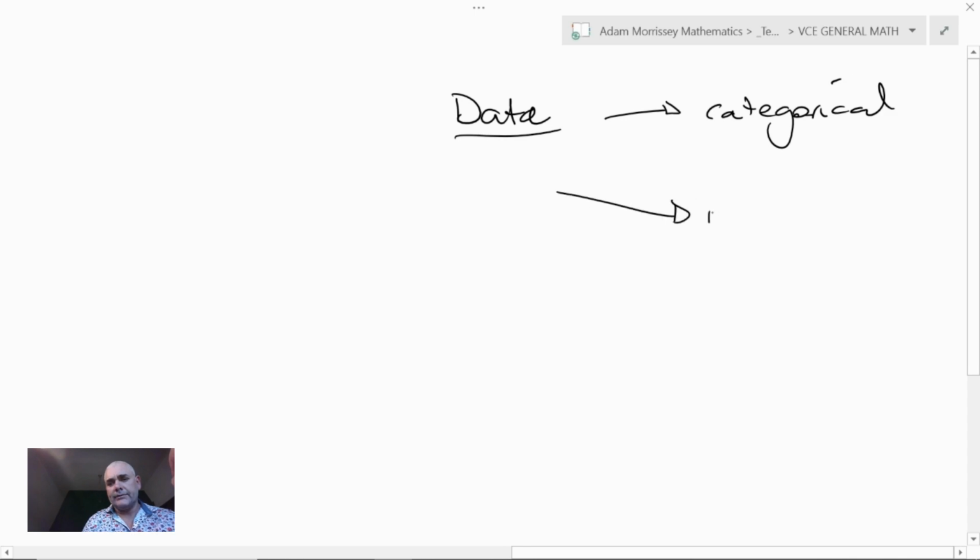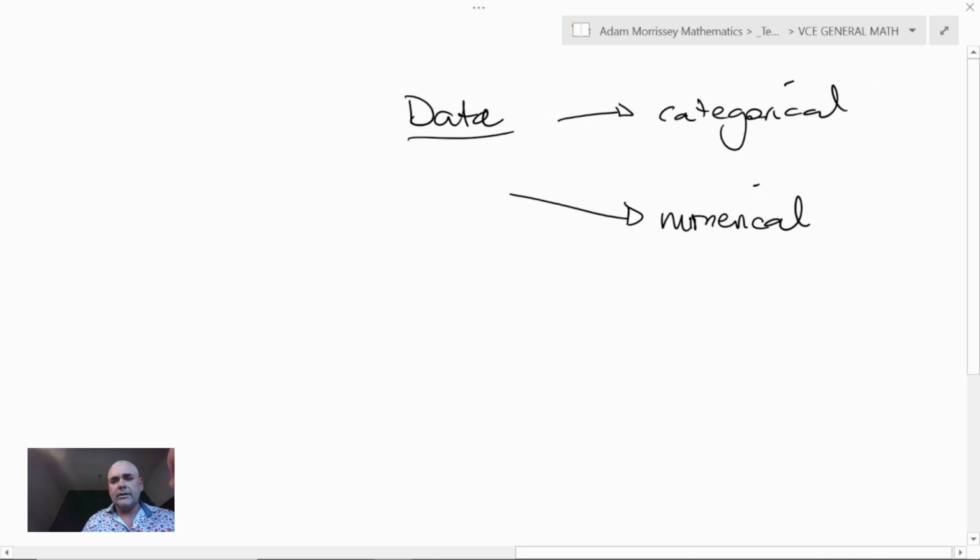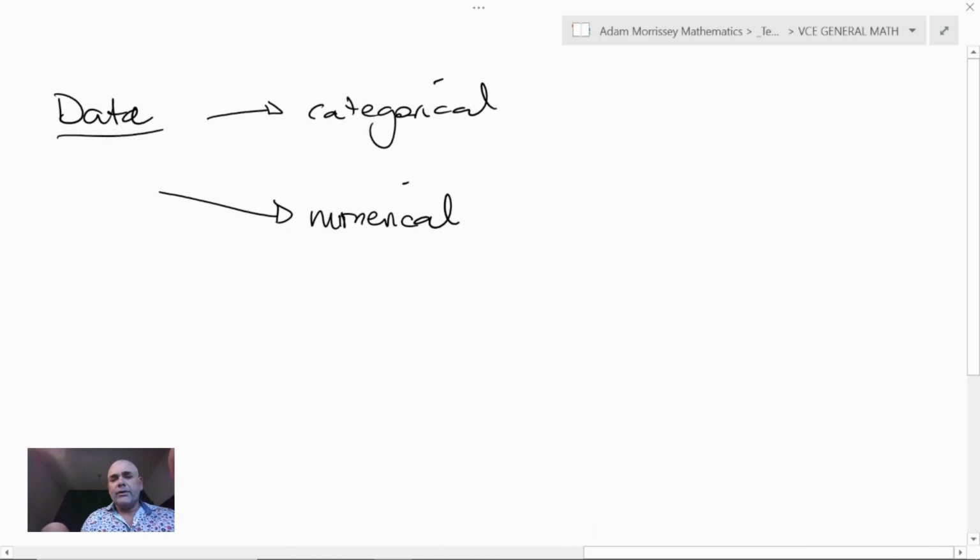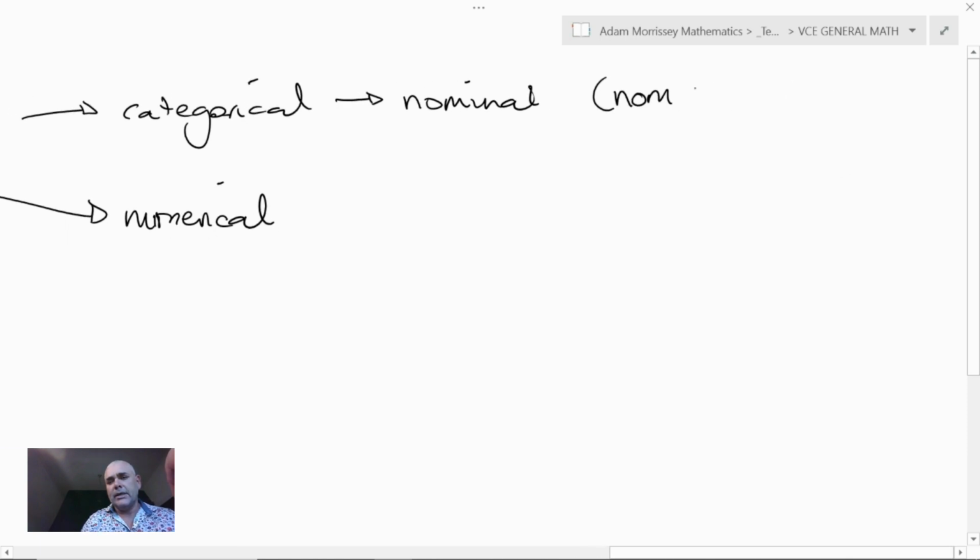or numerical data. And we can divide that up further. So we have nominal categorical data, and I think of that as nom being equal to name. And whenever we assign a name to something, that's where we're using, for example, colors or whatever.